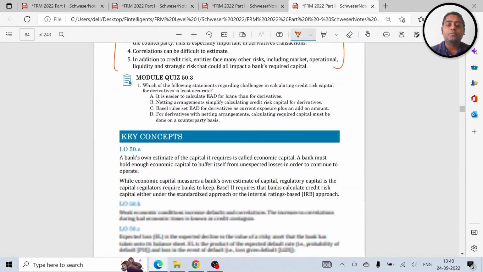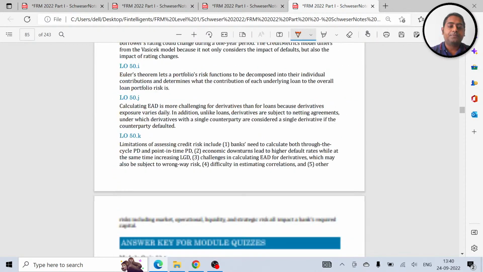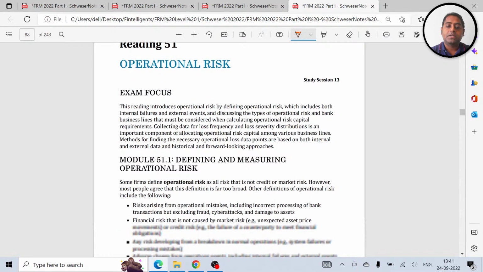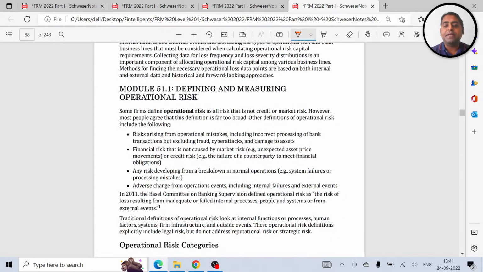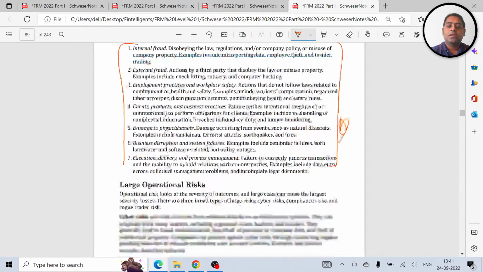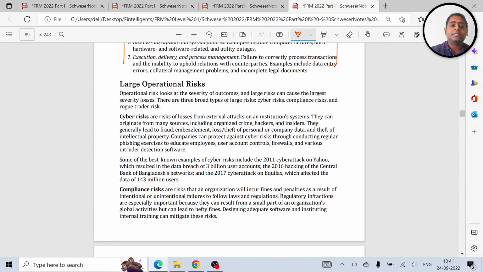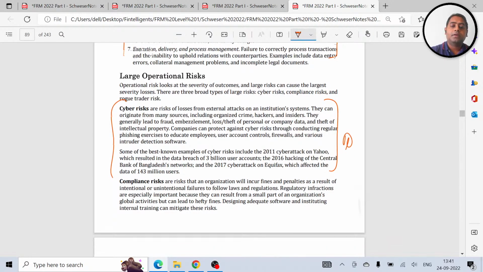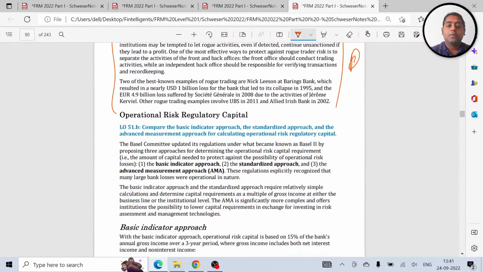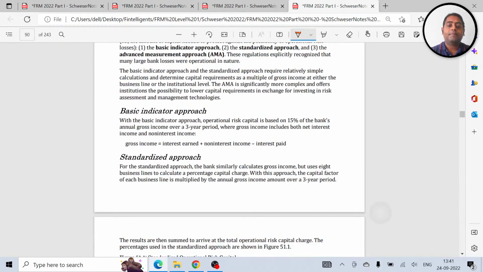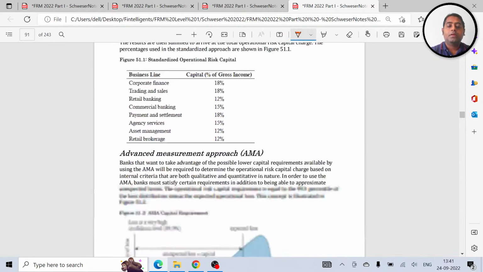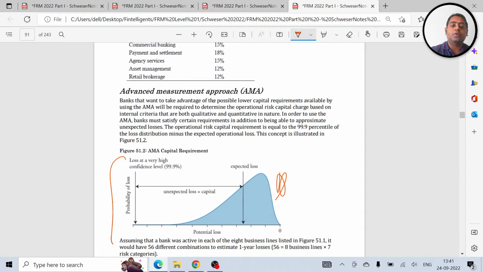Okay, I'm going to move towards the further part, which is related to operational risk. Like I said, this chapter has been tested in the last two exams. You can read this part, marking it a star, and the cyber risk part and the rogue trader part. Important, marking this a star. Okay, basic indicator, important. AMA, and this diagram is important. You should know what is happening over here.